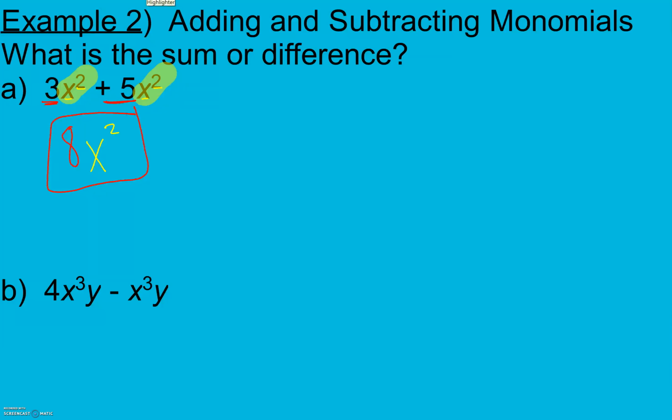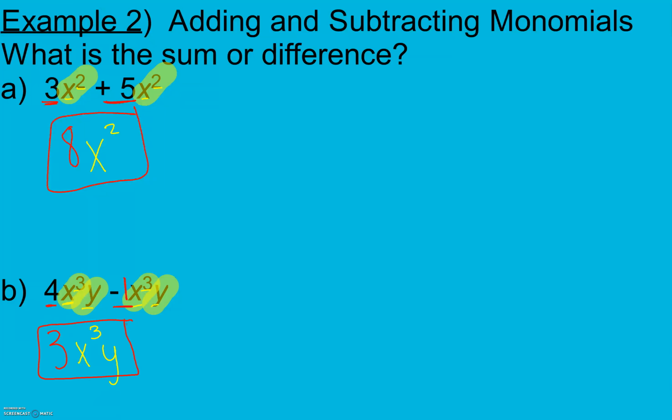In B, same idea. I have x cubed and y. So I have the exact same variable parts. Since those variable parts are exactly the same, I keep them, x cubed and a y. And from there, I can perform the operations on my coefficients. Remember, if there's not a number in front, it's a 1. So 4 minus 1 gives me 3.